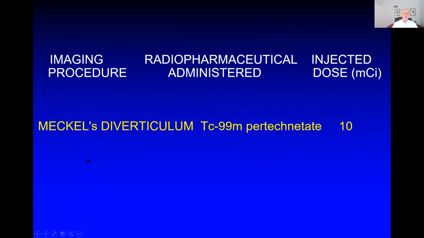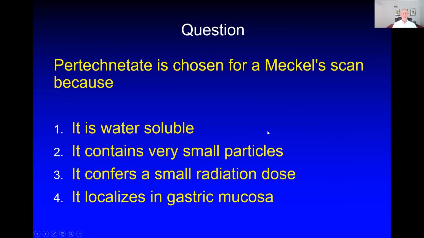Next is Meckel's diverticulum. This is basically gastric mucosa that's growing in the wrong place, like the intestines. We should never be seeing it there, but some people do have this. And our drug of choice is simply pertechnetate. There is no more sensitive way to diagnose this than with a pertechnetate scan. We give typically about 10 millicuries.